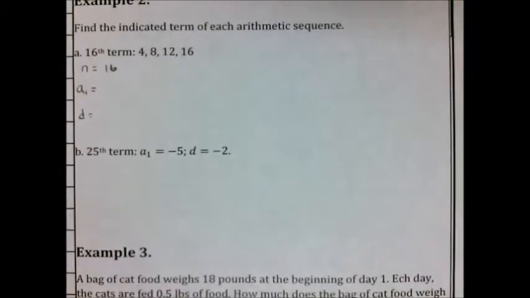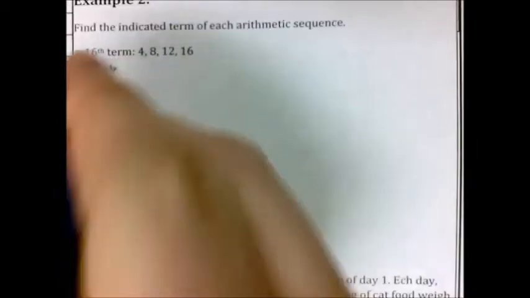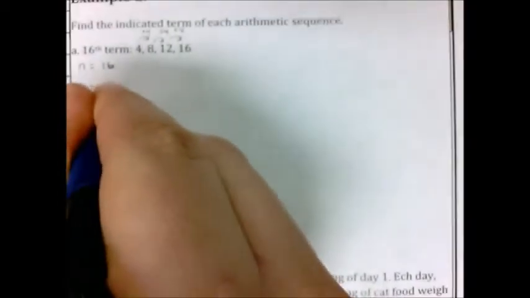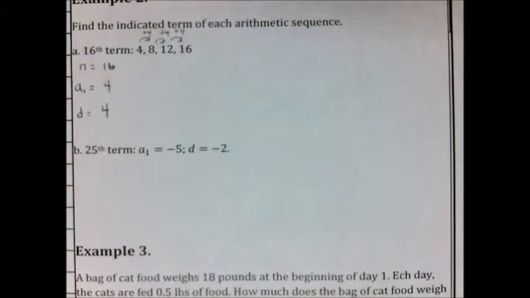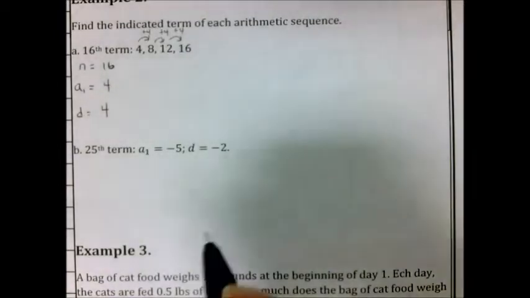a sub 1, remember, is our first term, and the first term that we start out with is 4. And for the common difference, from 4 to 8 we're adding 4. From 8 to 12, we're adding 4. And from 12 to 16, we're also adding 4. So our common difference is 4. Now we're going to put that into the formula that I gave you guys at the very beginning.